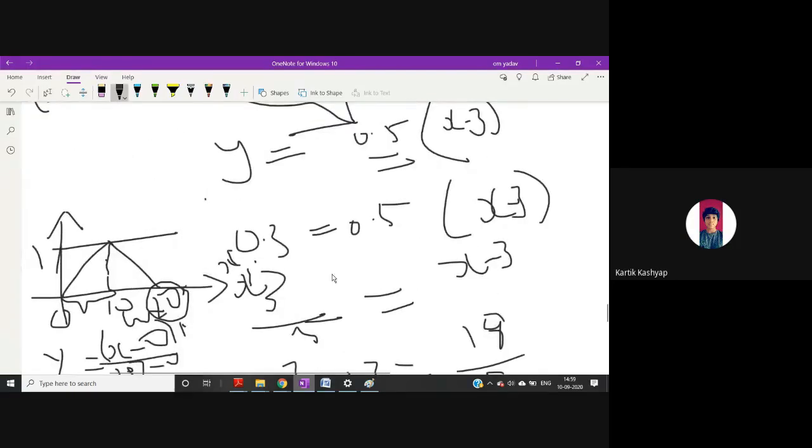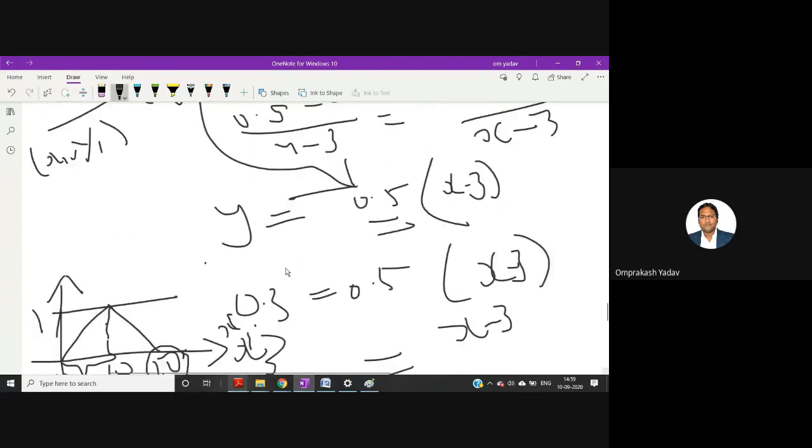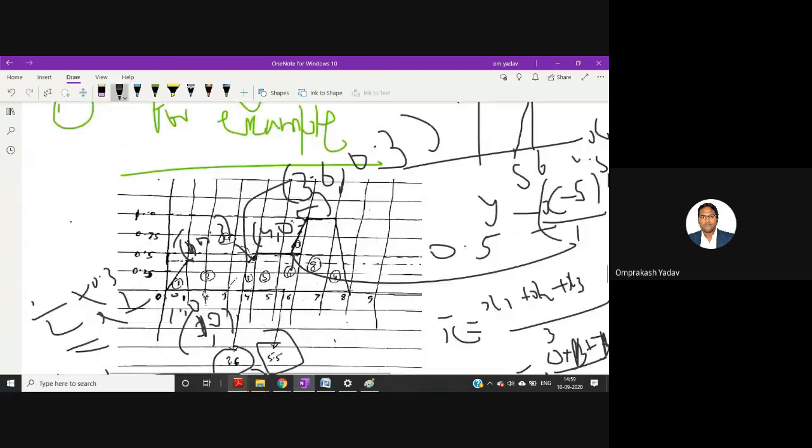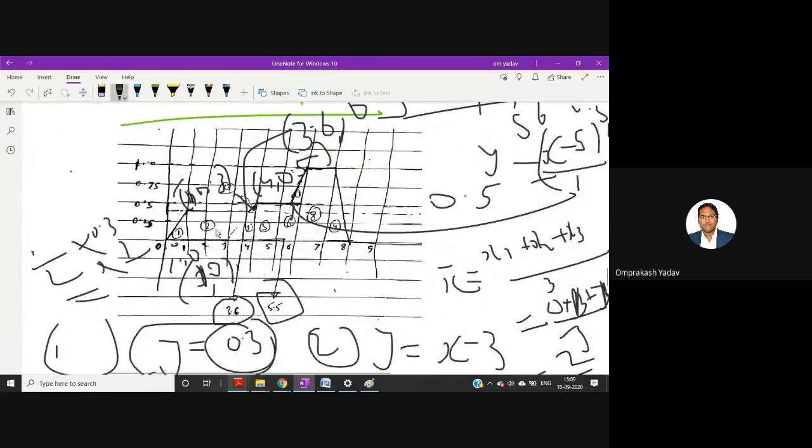Yes, sir. Okay. Now let's go to the second section. The second is a rectangle. This rectangle is from 1 to 3, so 2 units are there. And the height is 0.3. So its area will be base into height, 2 units multiplied by 0.3.